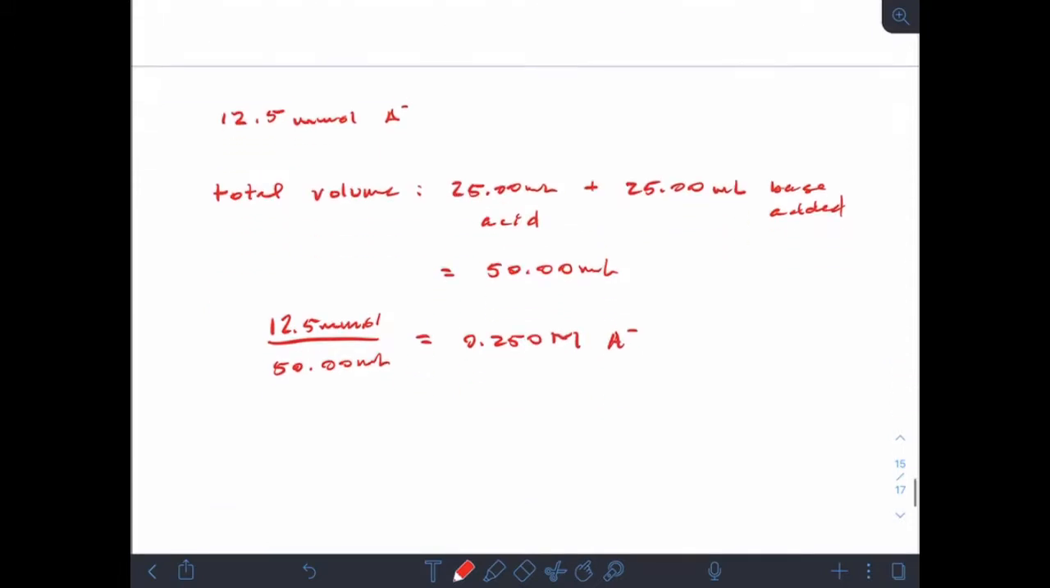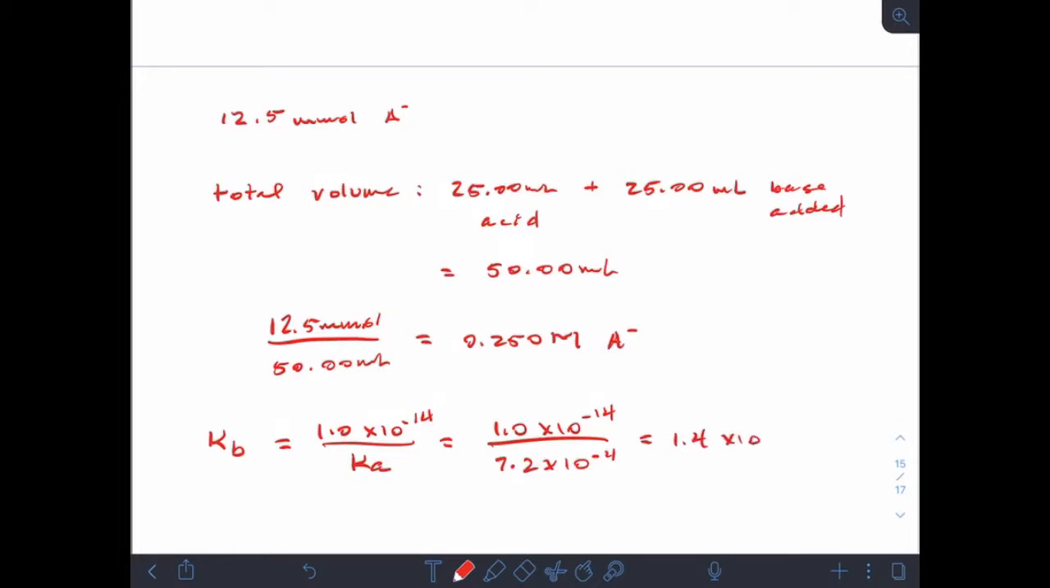Okay, we also need Kb. In order to find the pH of a weak base, we need to know Kb so that we can solve for X that way. So Kb is 1 times 10 to the minus 14 over Ka. And our Ka was 7.2 times 10 to the minus 4. So our Kb should come out to be 1.4 times 10 to the minus 11.